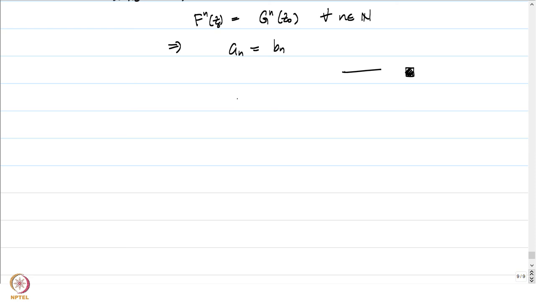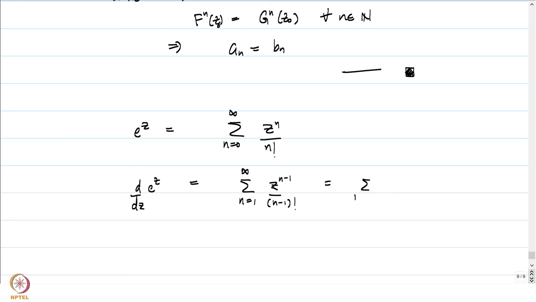Let's calculate the derivative of some of the standard holomorphic functions we had defined earlier, which were defined in terms of a power series. So consider e to the power z, which is equal to summation z to the power n by n factorial. We differentiate term by term. The n equal to zero term vanishes, and we end up with z to the power n minus 1 into n by n factorial, which is n minus 1 factorial, which is the summation n equal to 0 to infinity of z to the power n by n factorial, which is again e to the power z.